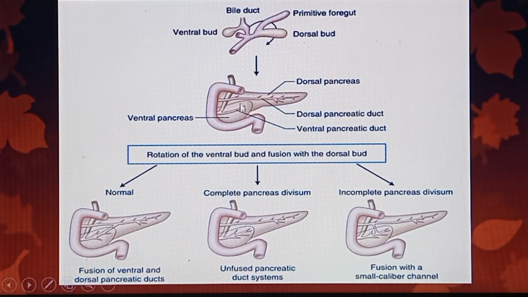Now, it has tried to come. That's what we've seen, where we have the dorsal pancreatic bud together with its ducts, and of course the ventral pancreatic bud together with its ducts. That's what we've seen. It says the rotation of the ventral bud in fusion with the dorsal bud. So that's the point that we want to become aware of.